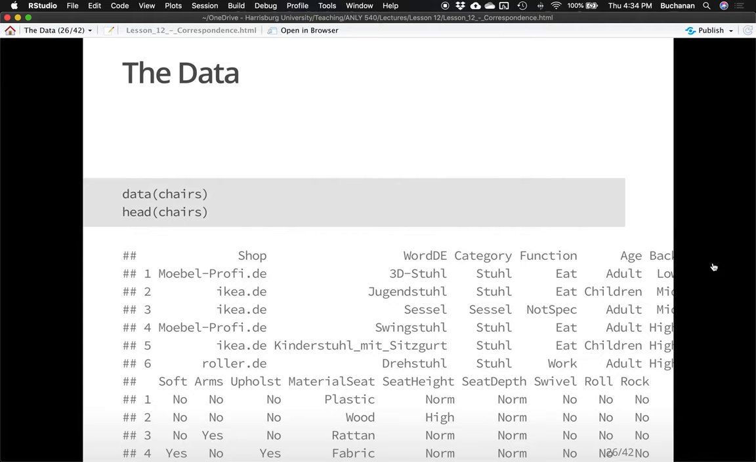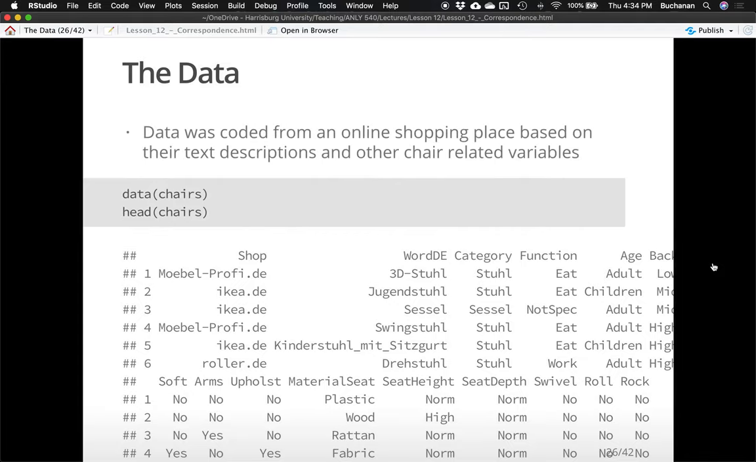So let's look at that data. The data's in the package. It's called chairs. And this is obviously newer data, where the data is coded from an online shop looking at their text descriptions and other chair-related variables. So IKEA is hanging out here, right? It has the category that the chair would have been classified in based on its description, its function, like a dining room chair, not specific, just a regular old chair, or work, kind of office-related chairs, who this is targeted at, adults or children, what kind of back the chair has, low, medium, or high, is it soft, does it have arms, is it upholstered, what kind of seat is it, how high is the seat, like a bar stool versus a normal height chair.